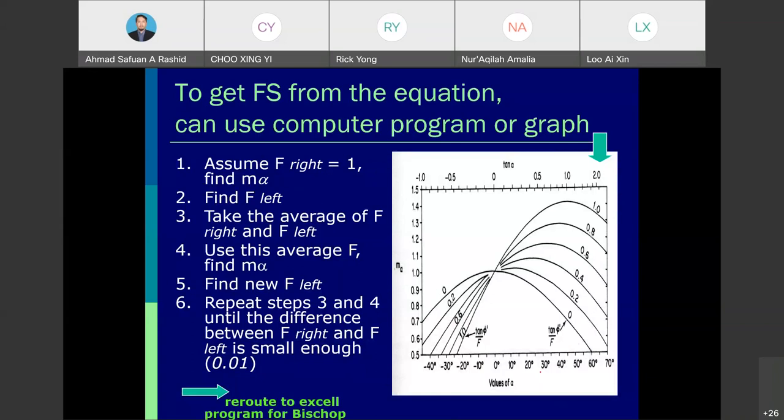This can be put in Excel, to make it easy compared to the trial and error approach. We may discuss this M alpha approach later on, because it's much easier for us to understand by discussing based on a full calculation example. So that is for Bishop.